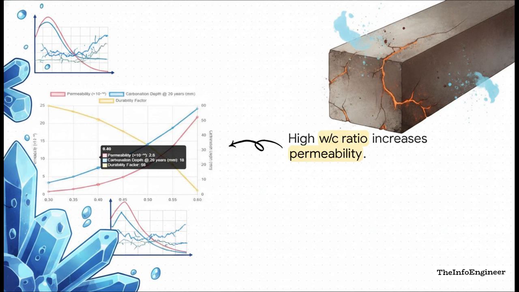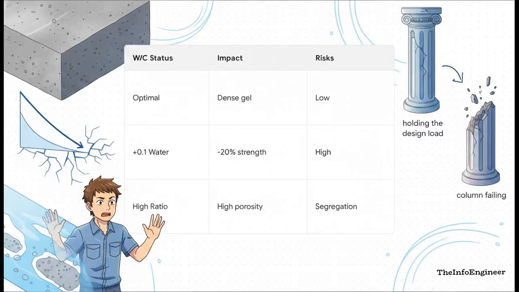So you aren't just making it weaker today, you are virtually guaranteeing it will rot from the inside out over the next 20 years. No way. Let's break down Abram's law here. Just take a look at that middle row for a second. An excess water addition that increases the water-cement ratio by just 0.1, that results in a massive 15 to 20% reduction in compressive strength. Let that sink in for a second.